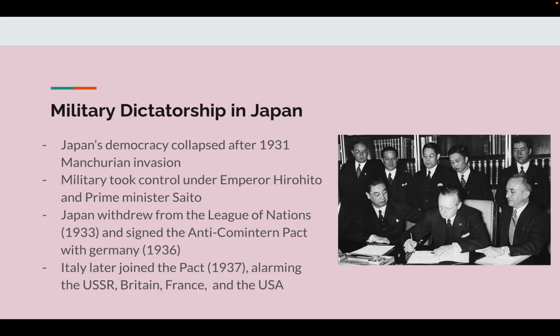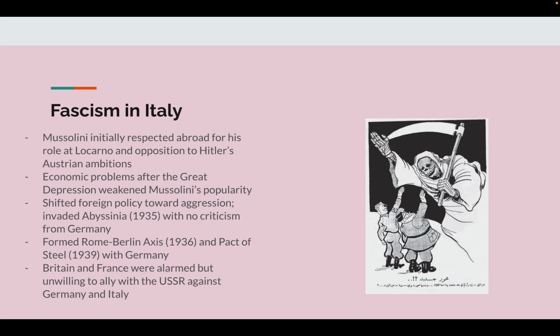Military dictatorship in Japan. Japan's democracy collapsed after 1931. Manchurian invasion. Military took control under Emperor Hirohito and Prime Minister Saito. Japan withdrew from the League of Nations in 1933 and signed the Anti-Comintern Pact with Germany in 1936. Italy later joined the pact in 1937, alarming the USSR, Britain, France, and the USA.